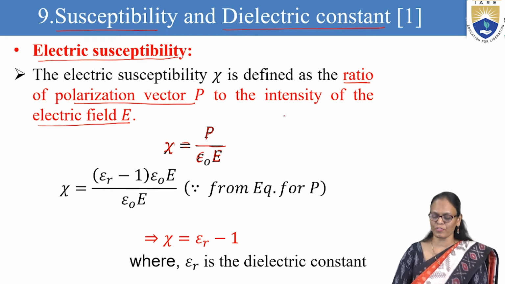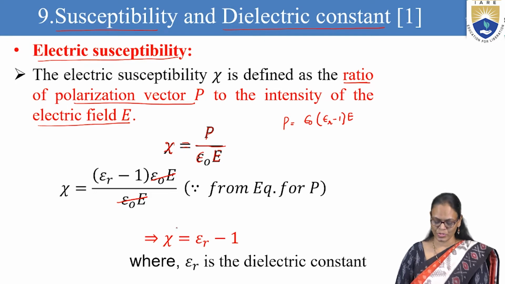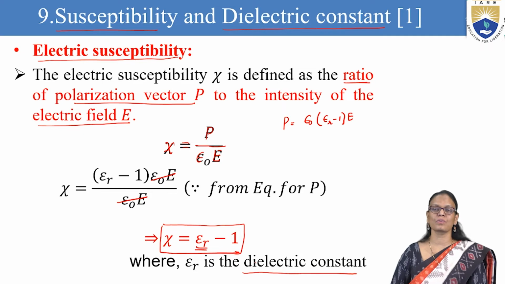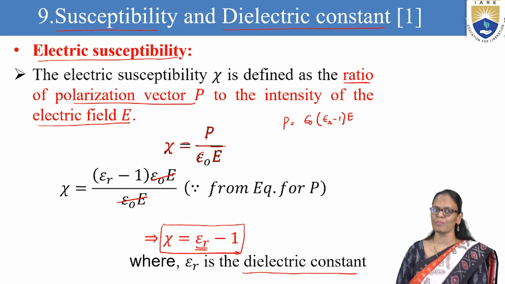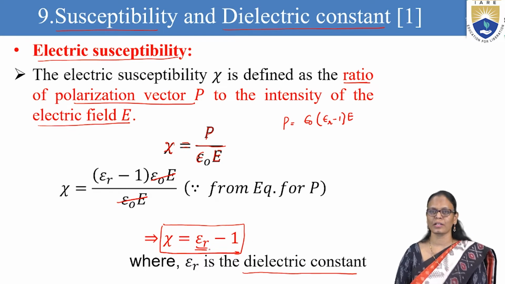And we know the formula for P. The polarization vector P is given by epsilon naught into epsilon r minus 1 into E. Substituting that, epsilon naught into epsilon r minus 1 into E divided by epsilon naught E, these two get cancelled, and we are left with only epsilon r minus 1. So chi is equal to epsilon r minus 1. What is epsilon r here? It is the dielectric constant, also called the relative permittivity of the medium. So this gives us the relationship between susceptibility and dielectric constant.